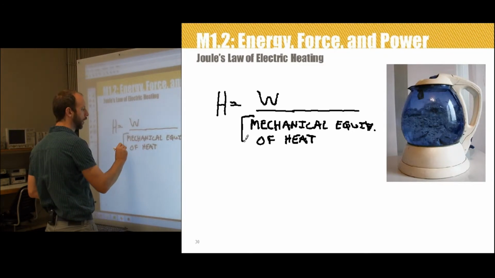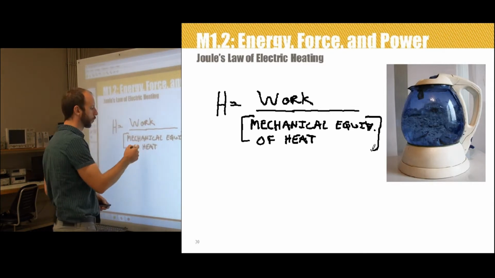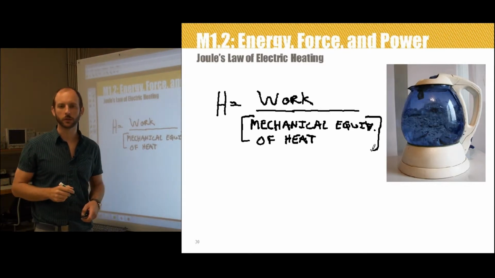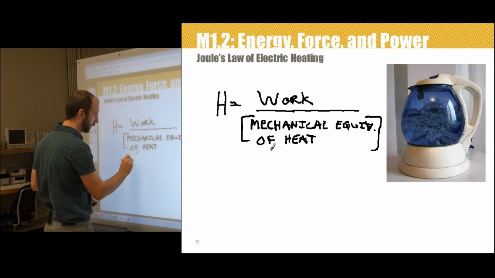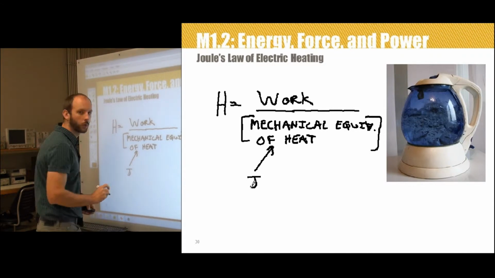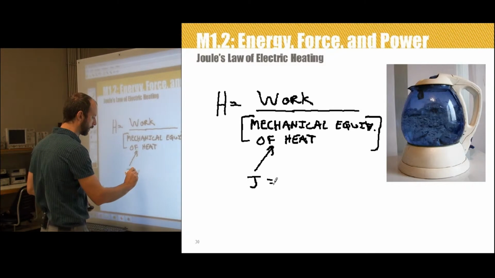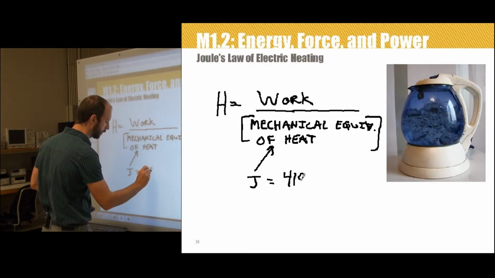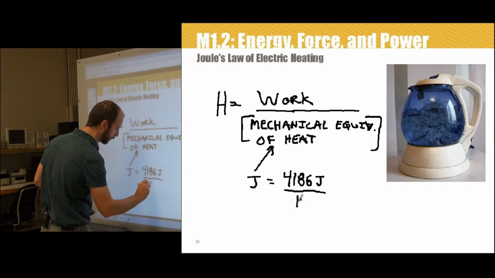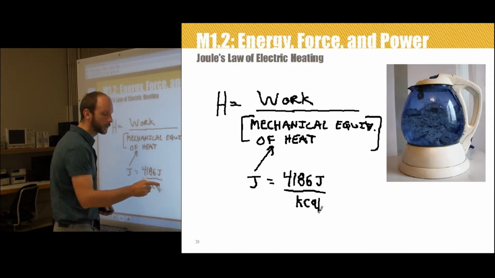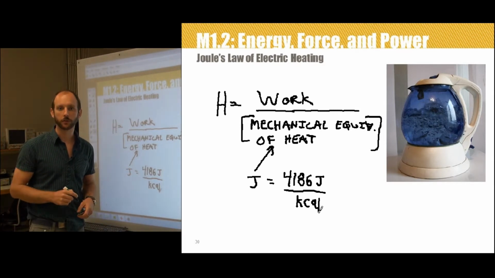So that's Joule's law. Let me go ahead and write that out. The heat produced is work divided by the mechanical equivalent of heat. So the mechanical equivalent of heat in joules is 4,186 joules per kilocalorie. Now, the reason we use kilocalories is because calories are a very common unit used for the measurement of heat.